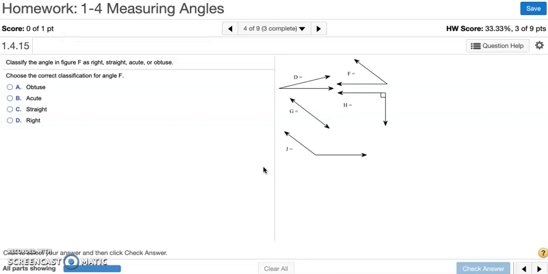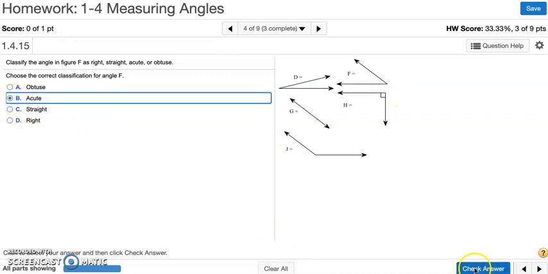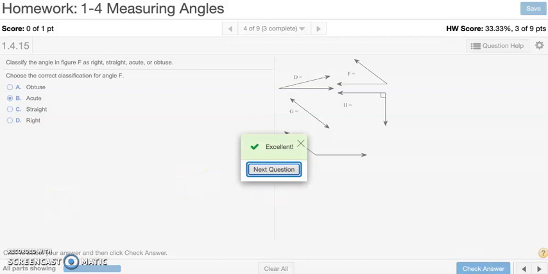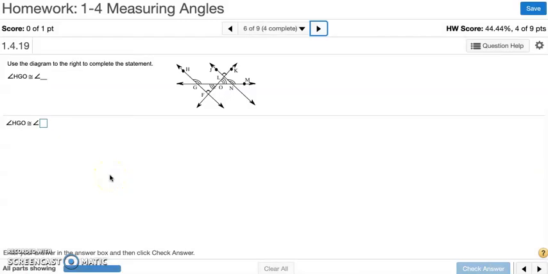Number four, it says classify the angle in figure F as right, straight, acute, or obtuse. So F is going to be this one. It is less than 90 degrees. It's not a right angle. So we would say it's going to be acute. And that's number four.